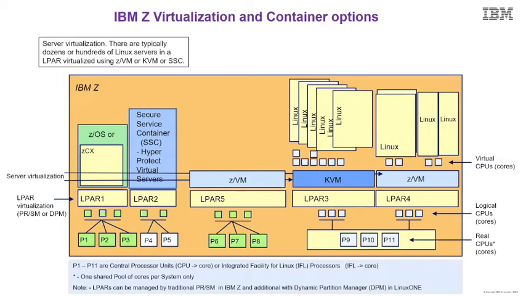In LPAR 2, you have a Secure Service Container. Now, this name is a little bit misleading, because a Secure Service Container is a special LPAR. It is not an application container that we know from Docker. It's a special LPAR, and in that LPAR we can run different workloads. Then we can have a z/VM LPAR as shown in LPAR 5, or we can have a KVM LPAR side by side with the z/VM LPAR, LPAR 3 and LPAR 4 shown here. And on top of them, we have the Linux guest systems virtualized by z/VM or by KVM.